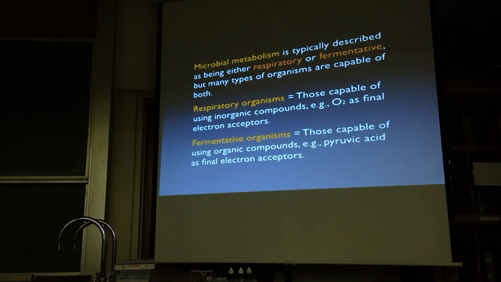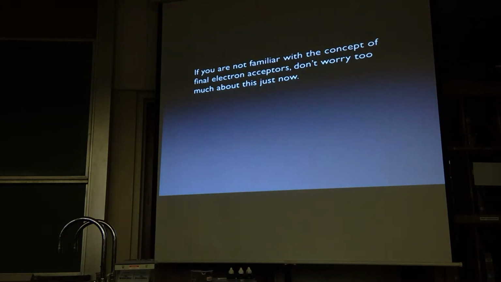If organisms are fermentative, they use organic compounds as their final electron acceptor. The other thing is, respiratory organisms, their electron acceptor typically comes in from outside, so oxygen diffuses into cells, whereas the fermentative organisms very often use pyruvic acid as their final electron acceptor, and they make it. So it's made inside. It's not something they have to import. So it's all about electron acceptors. And as I said, if you're not familiar with this electron acceptor concept, we'll get there. Don't worry about it too much right now.